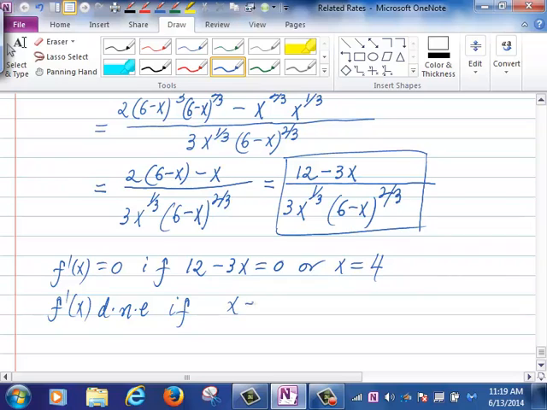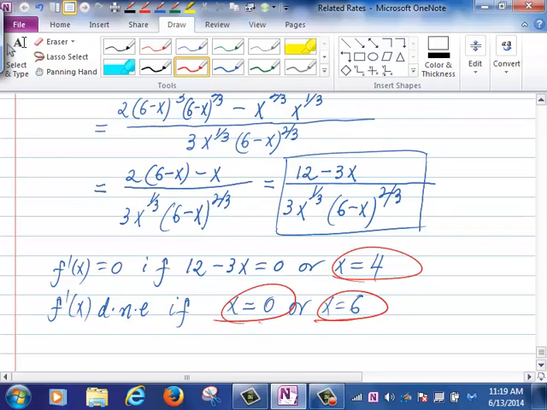And f prime of x does not exist where? If x is 0 or 6, right? The derivative would not exist. The derivative would not exist if x is 0 or 6. So the critical points are this, this, and this. Is everybody okay with that? Everybody's good?